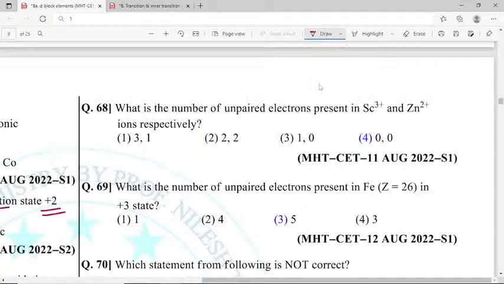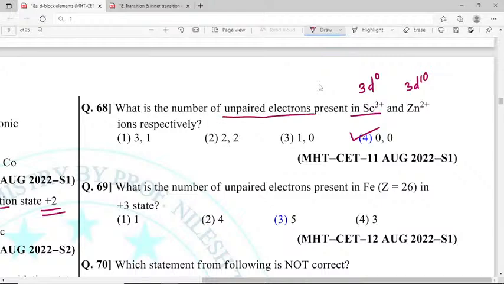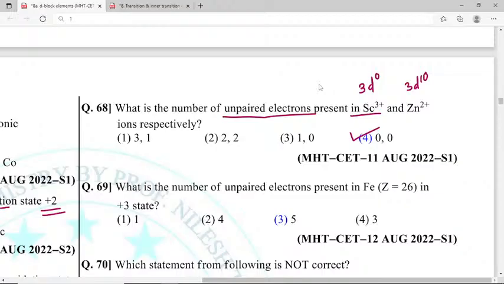What is the number of unpaired electrons? Scandium +3 is 3d0. Zn2+ is 3d10. So both have 0 unpaired electrons. Scandium +3, 3d0, 0 unpaired. Zn2+, 3d10, also 0 unpaired electrons. So number of unpaired electrons is equal to 0.